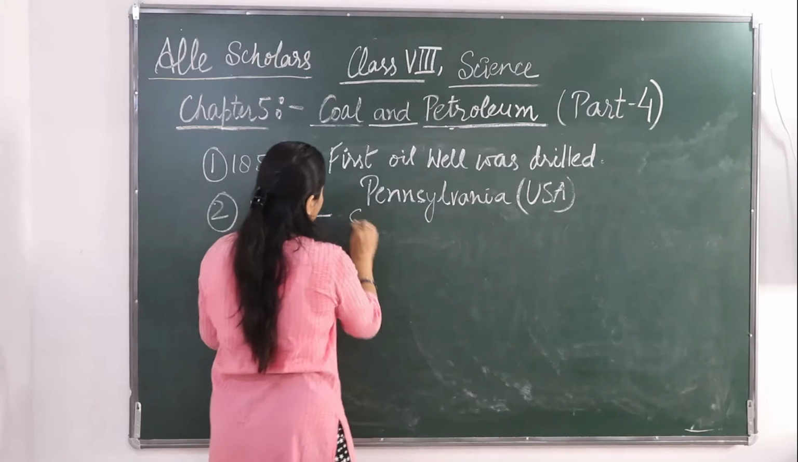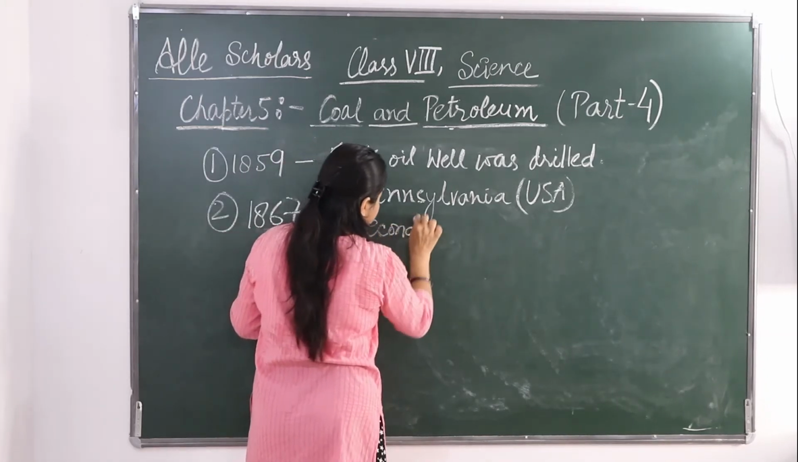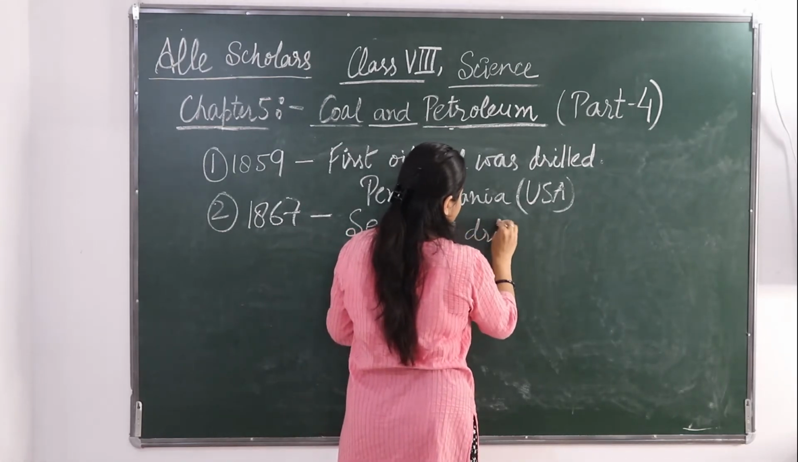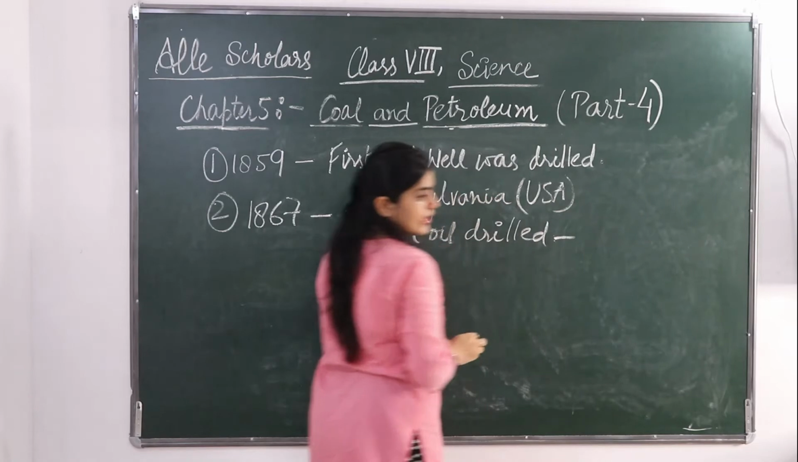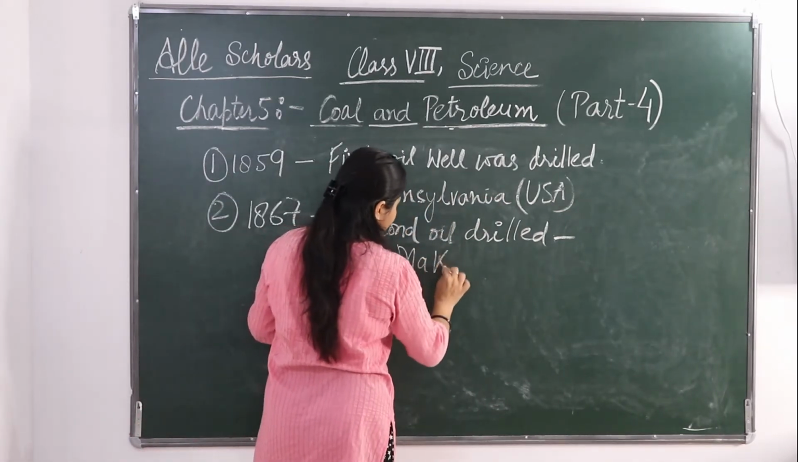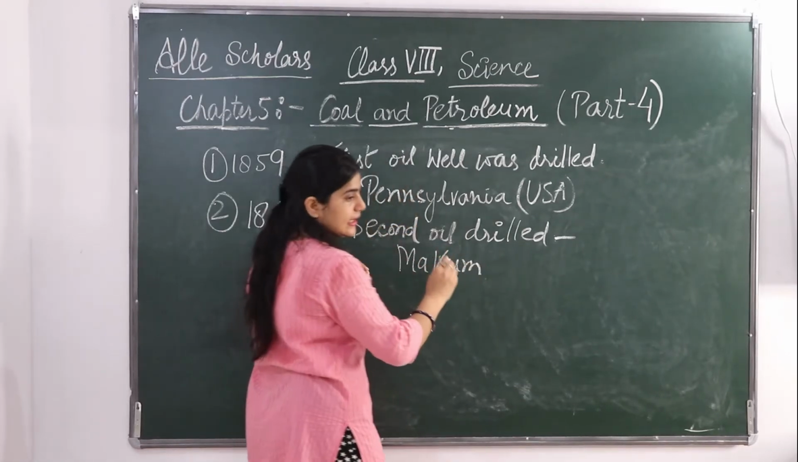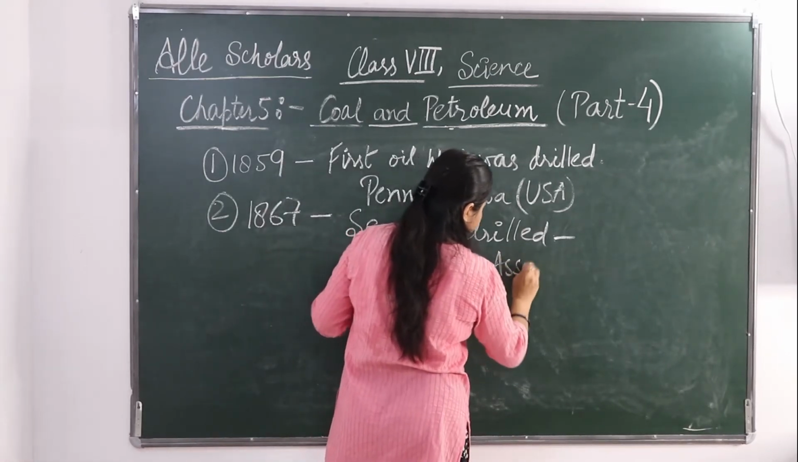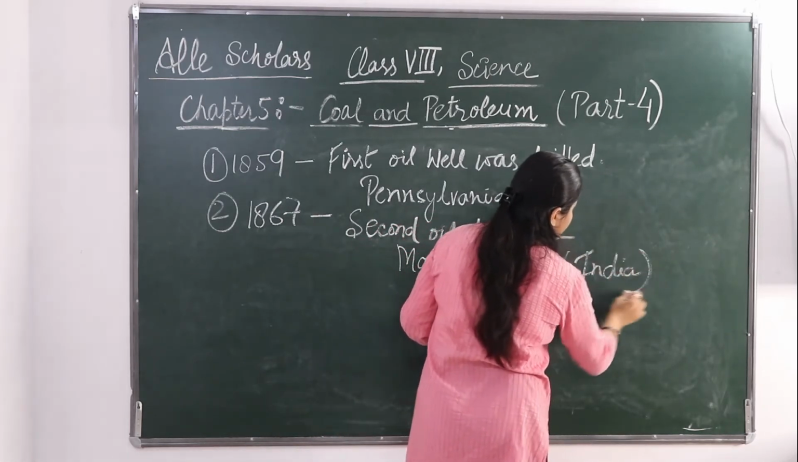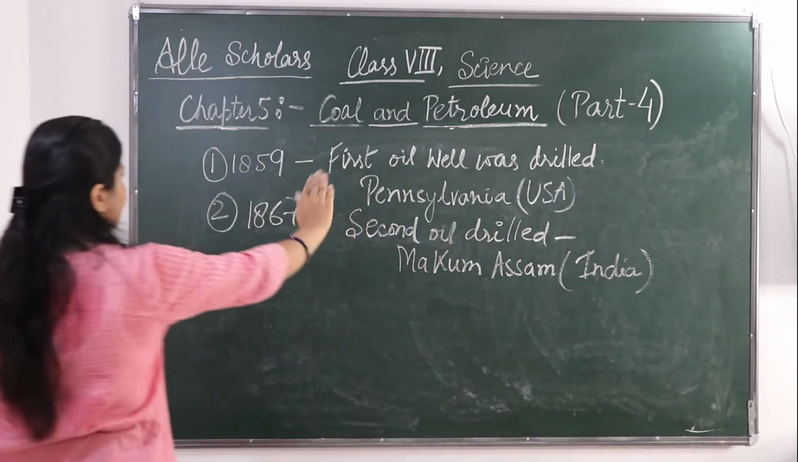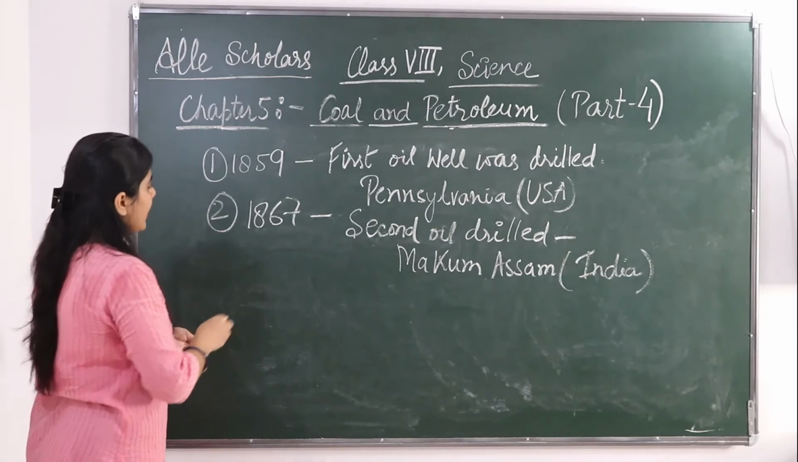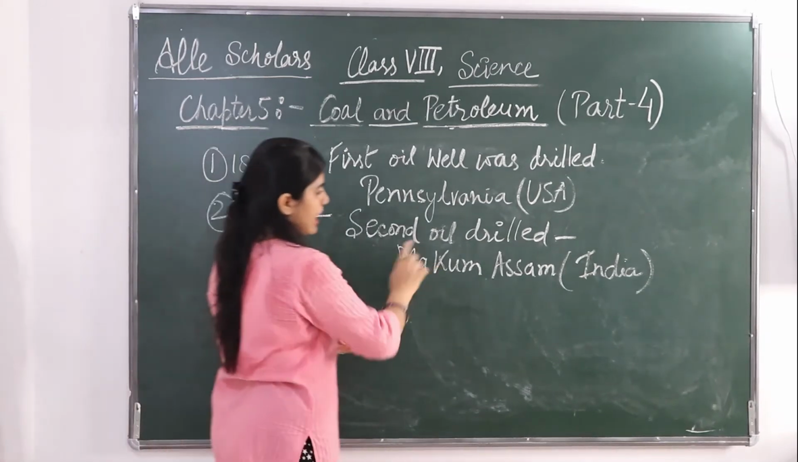The second oil well drill took place at Makum, Assam, that is in India. So the first oil well was drilled in Pennsylvania, USA. The second oil well was drilled in 1867 in Assam.